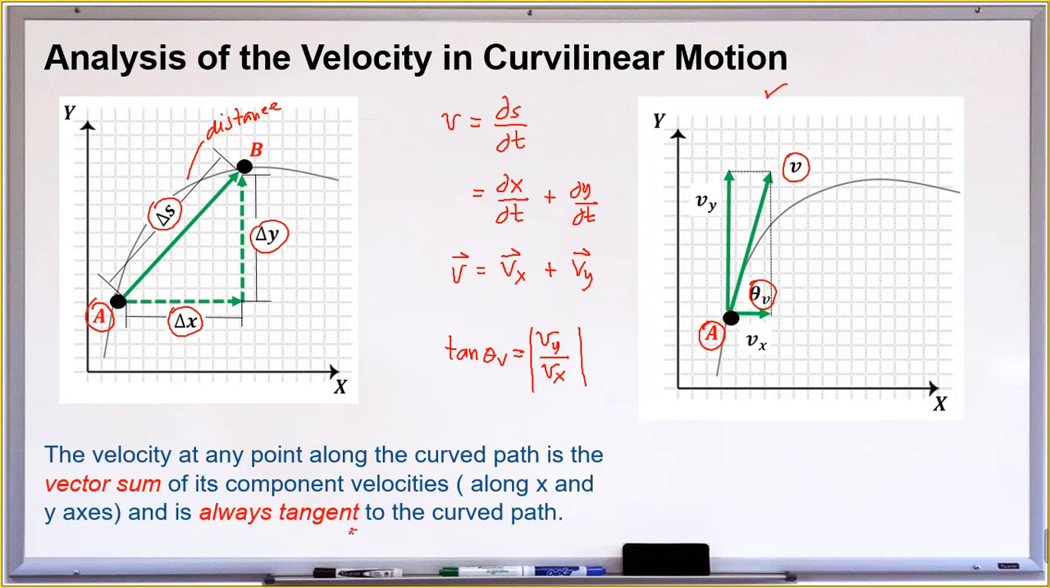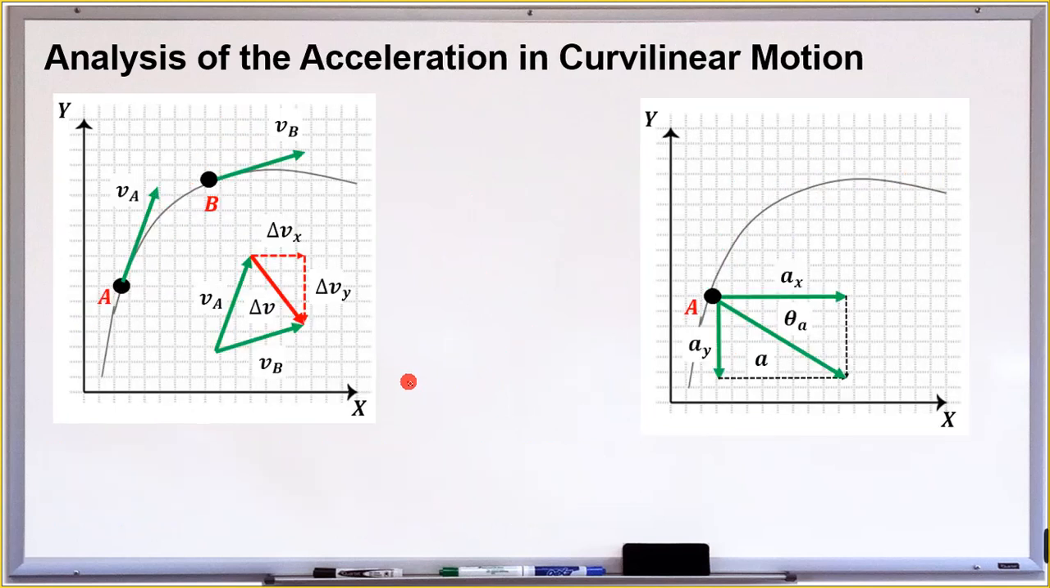And just remember this one, that the velocity is always tangent to the curved path. So let's say, for example, if we have another location, let's say this one. The velocity at point B right here should always be tangent. The direction should always be tangent to the curved path. Okay, so next, let's proceed to the analysis of the acceleration in curvilinear motion.